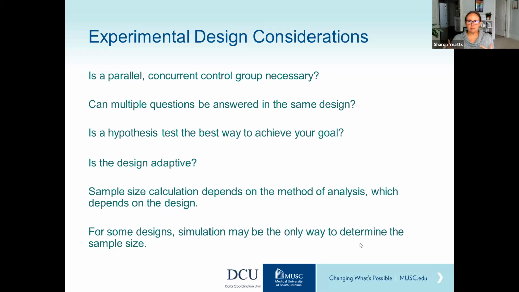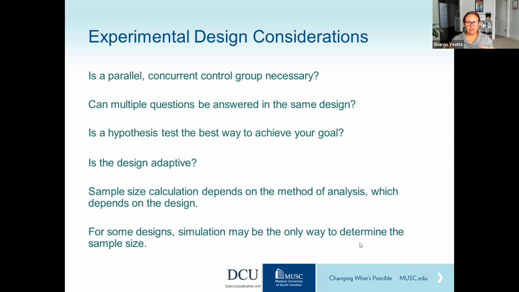If you're evaluating multiple doses of an agent, to pick one, you could do a design that does a hypothesis test to compare each dose to a placebo, but that may not be the best way to move forward. If you want to pick a dose, maybe some sort of selection methodology approach is better serving. Is the design adaptive, and what specifically are the adaptations that you're proposing? And the sample size calculation is going to depend on the method of analysis, which depends on the design. So again, all of this is sort of tied together, and it needs to be part of that discussion.